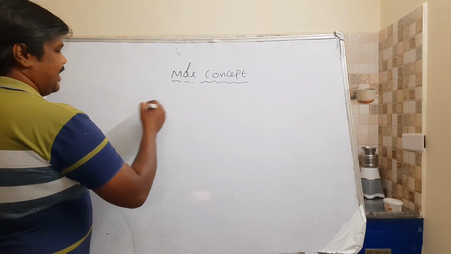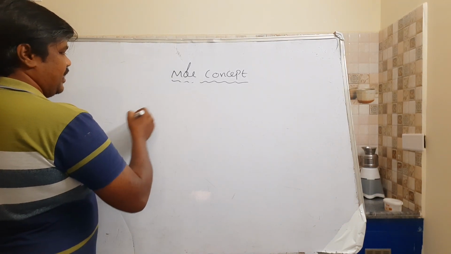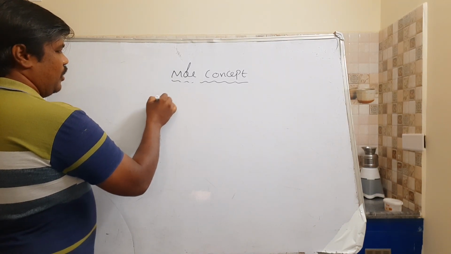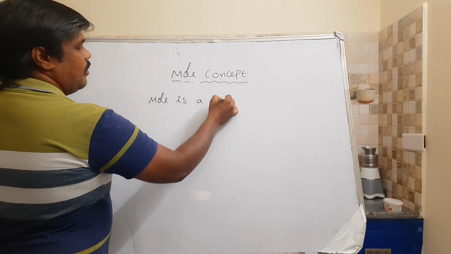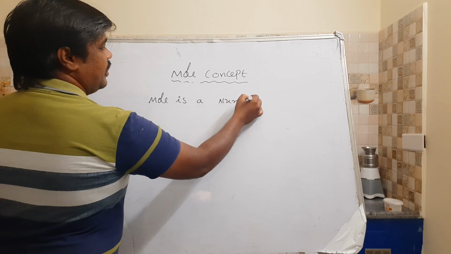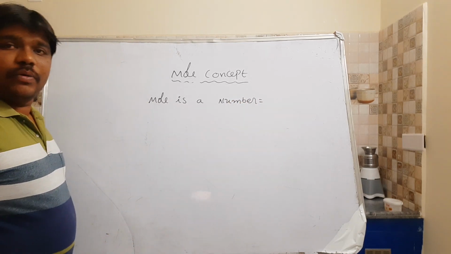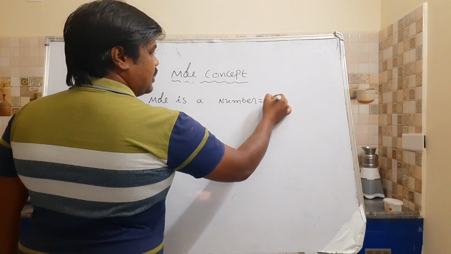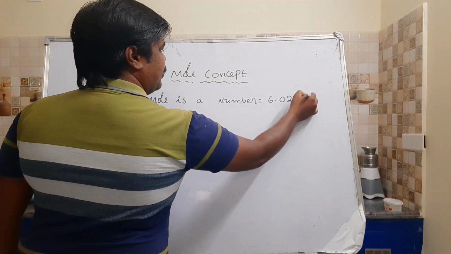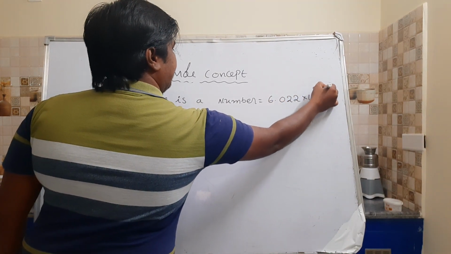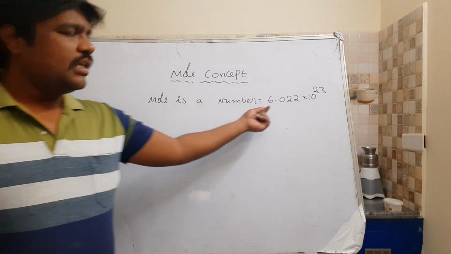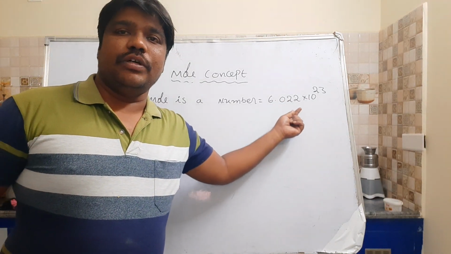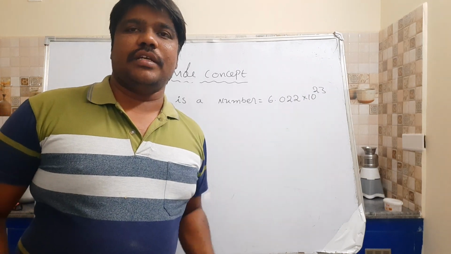For simplicity, I'm going to tell you one thing. Mole is a number like dozen. Dozen means 12, right? Like that, mole is a number which is equal to 6.022 into 10 to the power of 23. That's it. 1 mole of atoms means there are 6.022 into 10 to the power of 23 atoms.